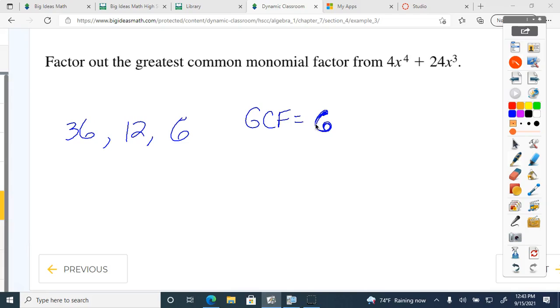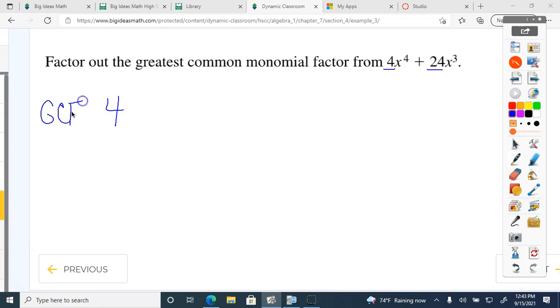If you can do the numbers, you can do the letters. So here's what you do. Make that a little bigger. There we go. So for this one, we have 4 and 24. What's the common factor between 4 and 24? 4. The GCF equals 4. But as you can see, we also have what up there? Variables. To do the variables, each term has to have the same variable. Do they both have the same variable? They both have X.